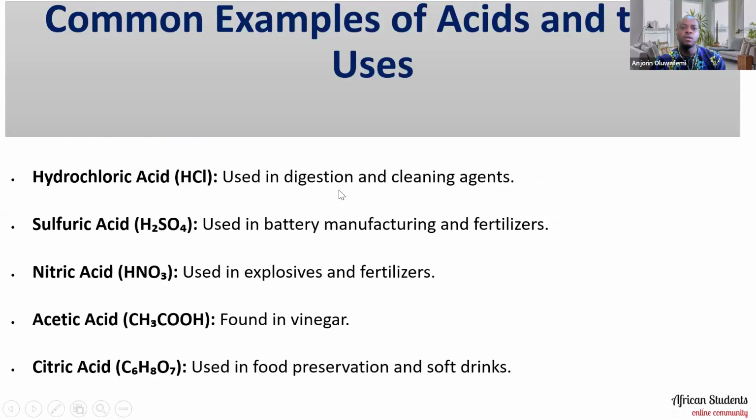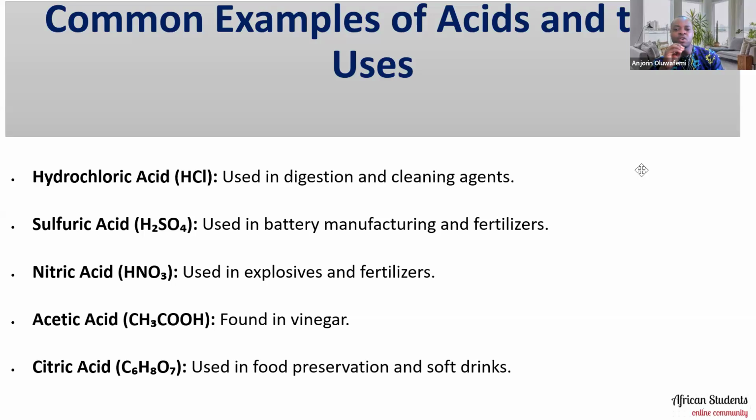All right, so that's regarding the chemical properties of acids. Another thing that we need to look at is the common examples of acids and their uses. If you look at an acid like hydrochloric acid, HCl, it is used in digestion and cleaning agents.